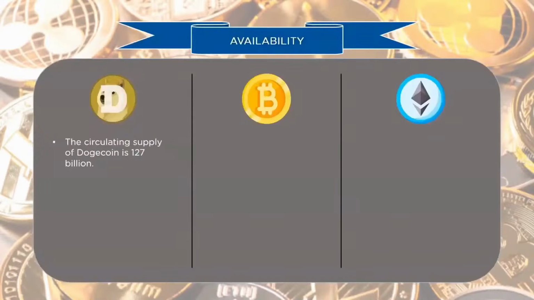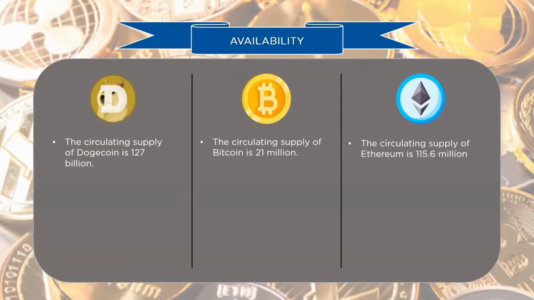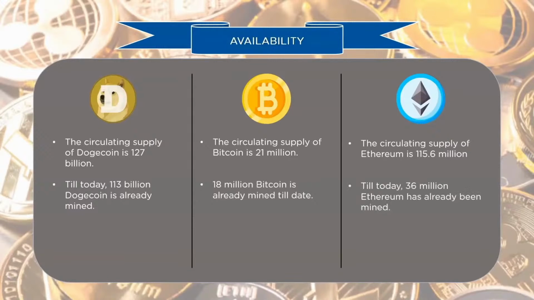The circulating supply of Dogecoin is 127 billion. Bitcoin, very low as compared to Dogecoin, is just 21 million in circulation. Ethereum, on the other hand, is said to be unlimited, but till today, the circulating supply of Ethereum is 115.6 million. Till today, 113 billion Dogecoin has already been mined. For Bitcoin, 18 million Bitcoins are already mined. And for Ethereum, roughly 36 million Ethereum has already been mined.